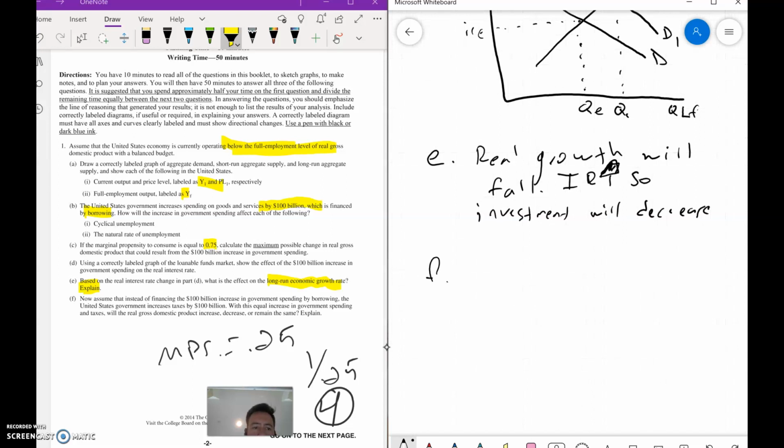Let's look at F. F says, now assume instead of financing $100 billion increase by government spending by borrowing, the U.S. increases taxes by 100. With the equal increase in government spending and taxes, will real GDP increase, decrease, or remain the same? You should have said GDP will increase. And notice you had the explain again right here, so you have to explain. So the easiest way to say it is that spending multiplier has a greater effect.